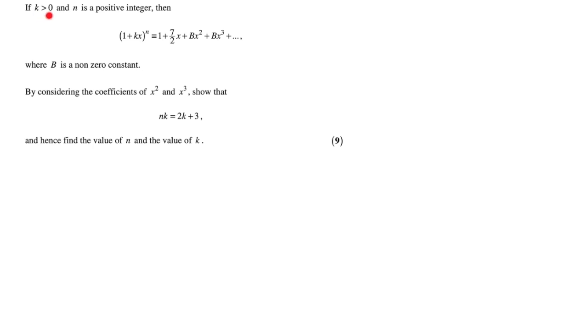We are given that k and n are both positive, and (1 + kx)^n can be expanded like so, where b is a non-zero constant. We need to consider the coefficients of x squared and x cubed to show that nk equals 2k plus 3. Followed by that, we need to find the values of n and k.